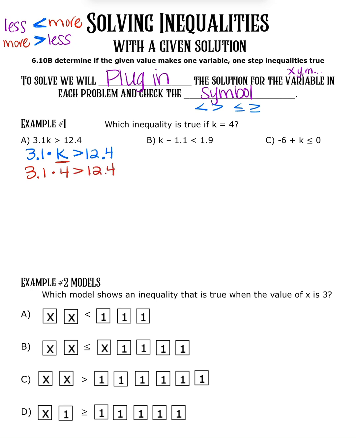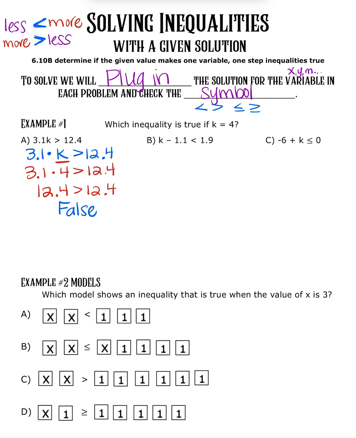3.1 times 4 is greater than 12.4. So I need to multiply. Well, 3.1 times 4 is going to equal 12.4. So is 12.4 greater than 12.4? Is that a true statement? Well, it is not a true statement because there's no equal line. These are the same number, right? 12.4 equals 12.4. And because there is no equality line in my symbol, there's no line underneath, this is a false statement. So even though it does come out to be the exact same number, it is not greater than 12.4. 12.4 is not greater than 12.4, so that is a false statement.